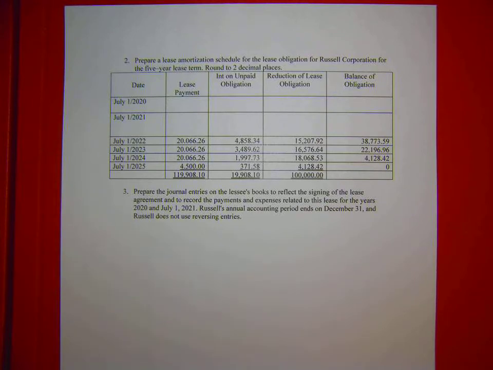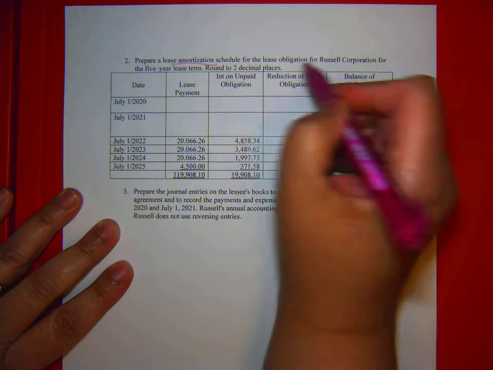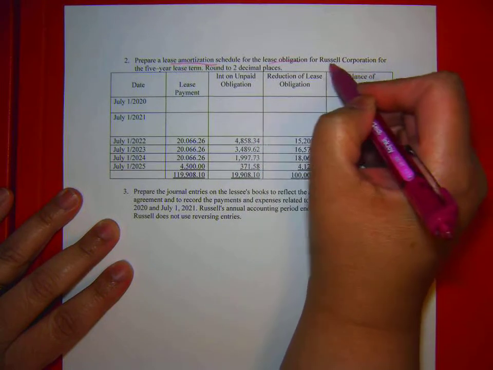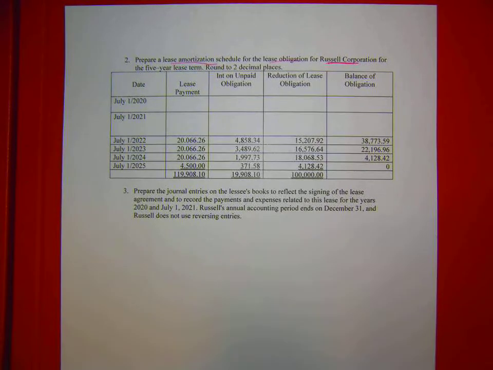Okay. So we're going to do a lease amortization schedule for the lease obligation for Russell for the 5-year lease term, and we're going to round to 2 decimal places. When you're doing Wally Plus, be careful. They'll either say 0 decimal places or 2. So just pick which one.